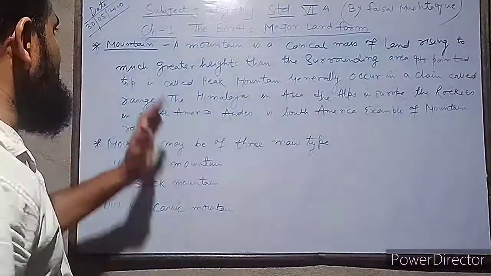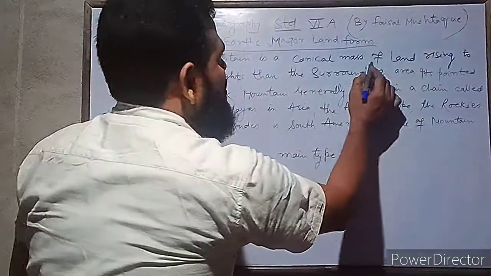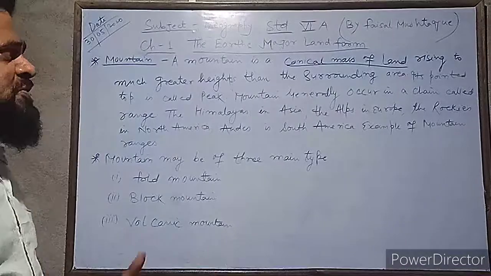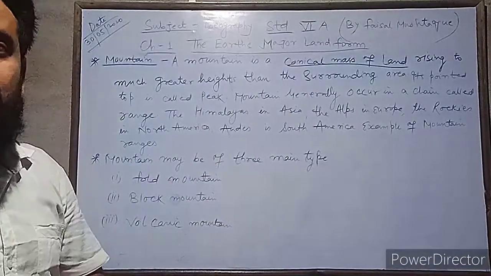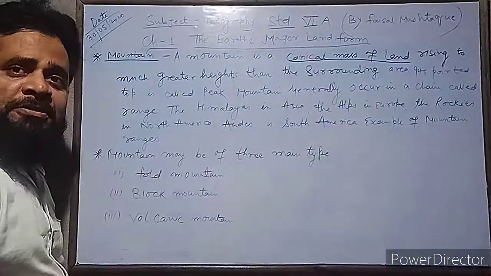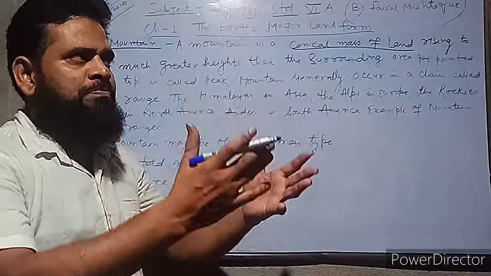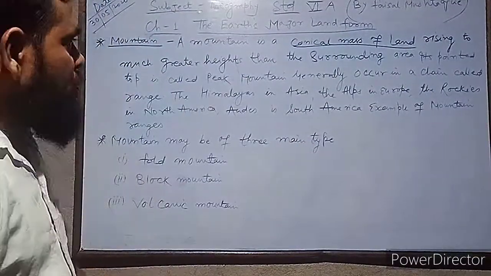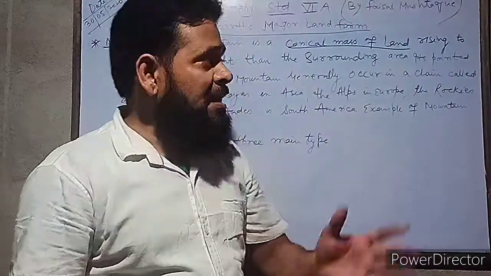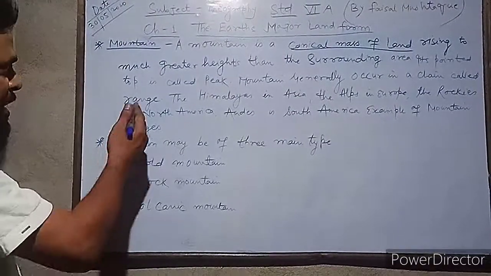So the next point is the mountain. A mountain is a conical mass of land rising to a much greater height than the surrounding area. Its pointed top is called a peak. इसके pointed tops को हम लोग peak के नाम से जानते हैं. Peak मतलब ऊंची चोटियों को कहते हैं. They generally occur in a chain. ये हमेशा एक chain में होता है जिसको हम लोग ranges कहते हैं. It's called a range.